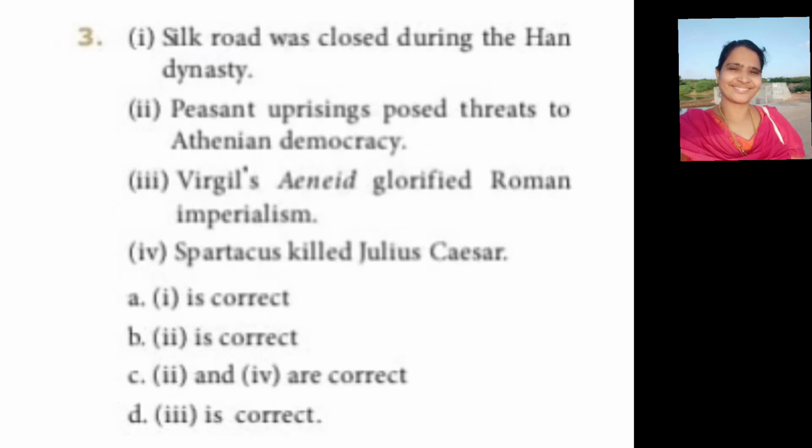Third question, children. First one, Silk Road was closed during the Han dynasty. Second one, peasants' uprisings posed threats to Athenian democracy. Third one, Virgil's Aeneid glorified Roman imperialism. Fourth one, Spartacus killed Julius Caesar. Which one is right? Option A, first is right. Option B, second one is right. Option C, two and four are right. Option D, third is right. So which one is right? Third one is right. Virgil's Aeneid glorified Roman imperialism.